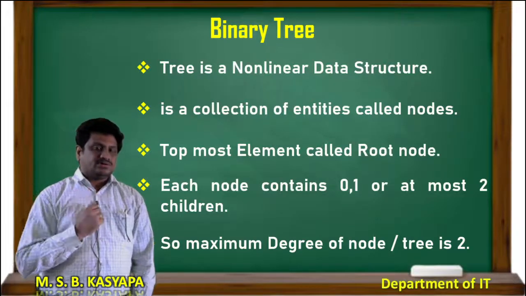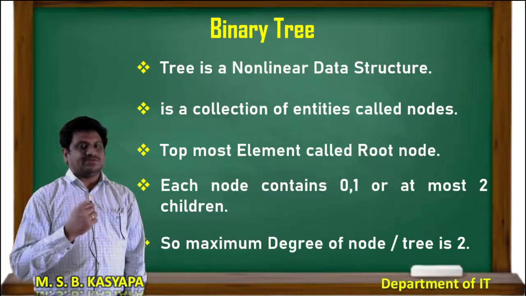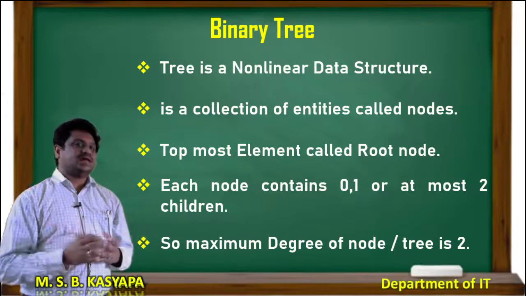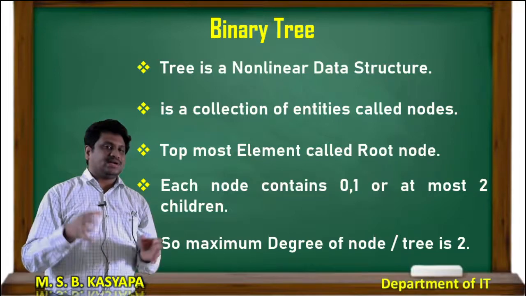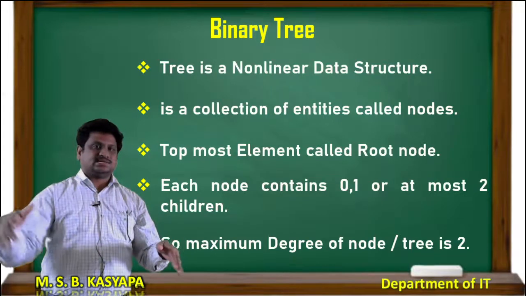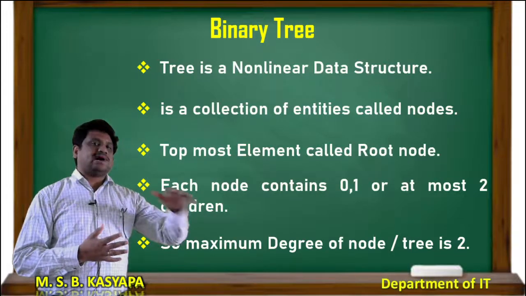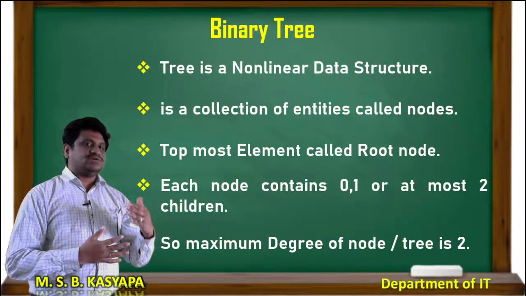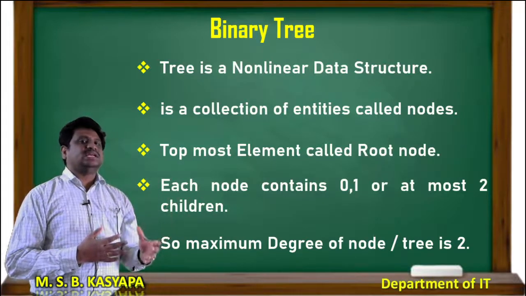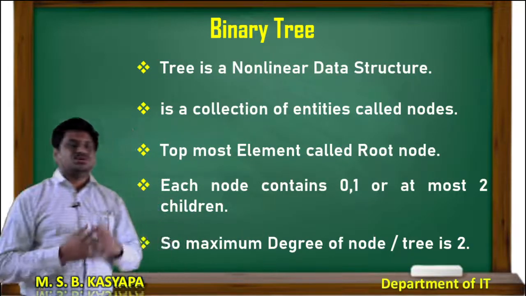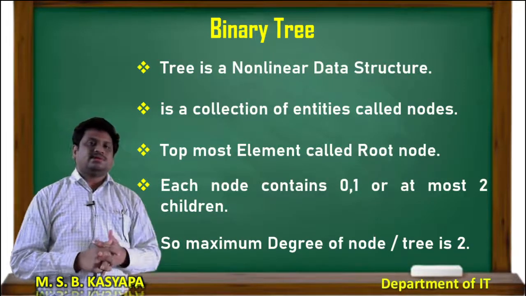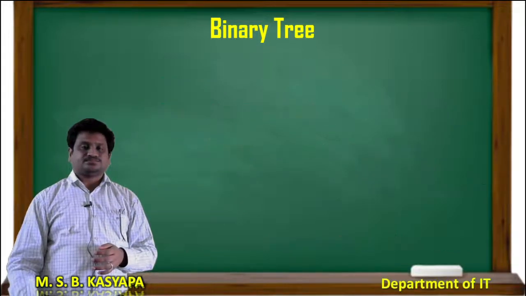If you know how to calculate the degree of a node, the degree of a node can be calculated with the help of the number of subtrees. Subtrees depend upon the children or paths. Am I right? So the maximum number of paths of every node is 2. So the maximum degree of a binary tree is 2.